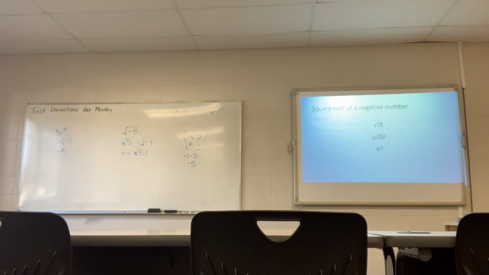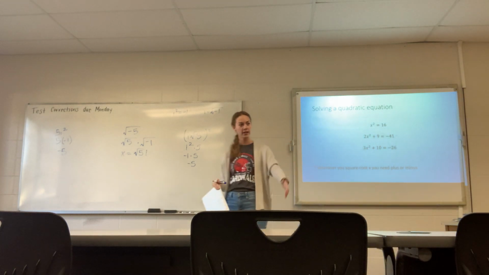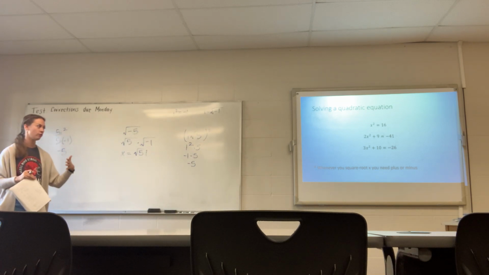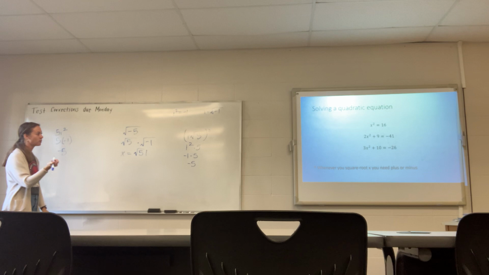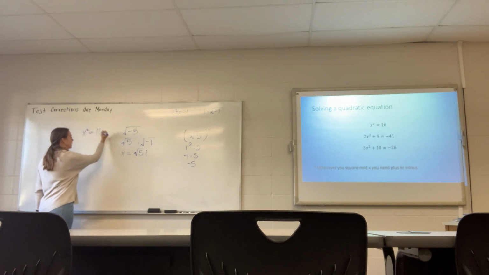Okay. So this is where these actually come from. They come from when we're solving quadratics and we end up with the negative under our square root. So let's go ahead and solve these. The first one I have is x squared is equal to 16.